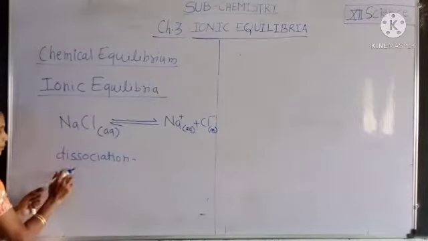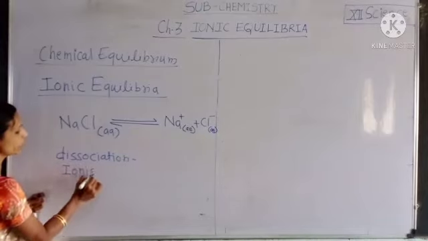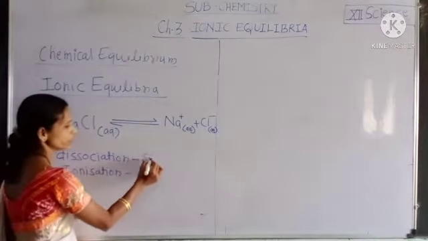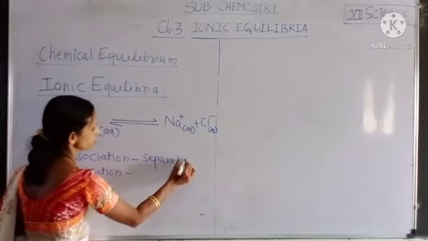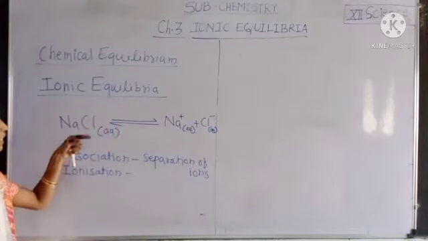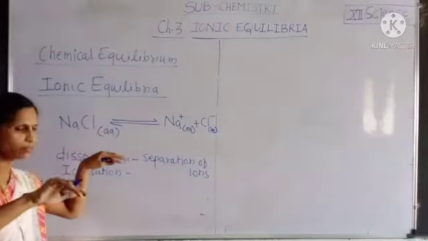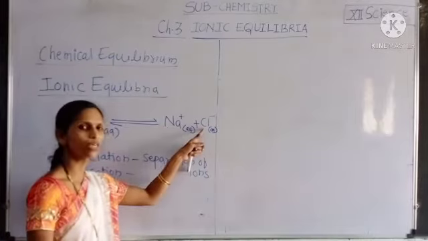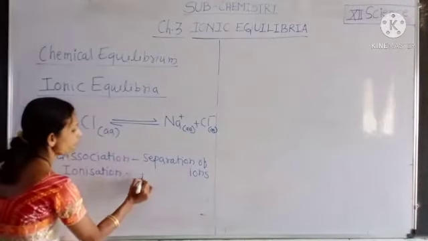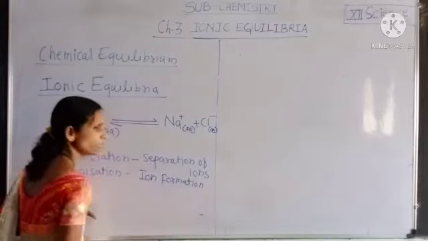Dissociation, or the same word I am going to discuss with you, that is ionization. Ionization or dissociation. Dissociation means the separation of ions. When any substance is dissolved in water, the ions get separated and these ions are formed in aqueous medium. Ionization means ion formation. Ion formation takes place in aqueous medium.